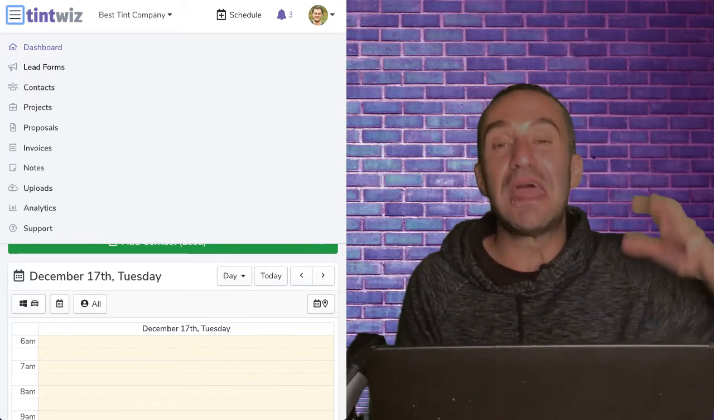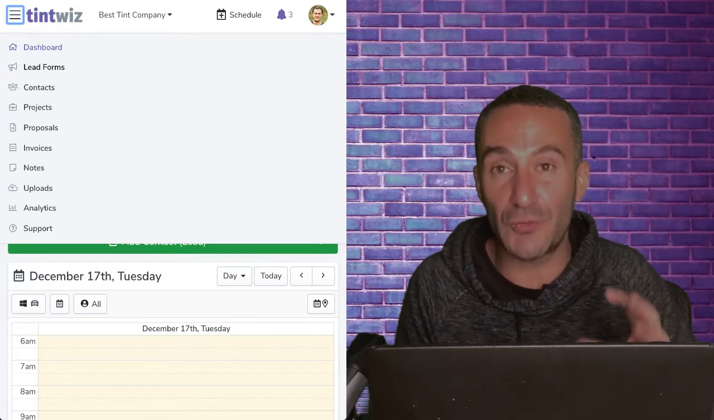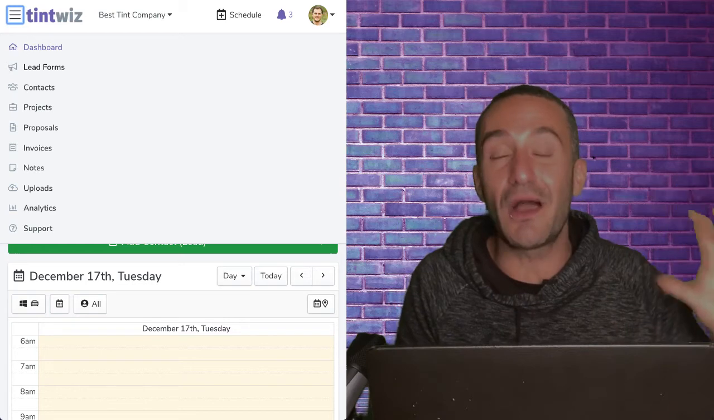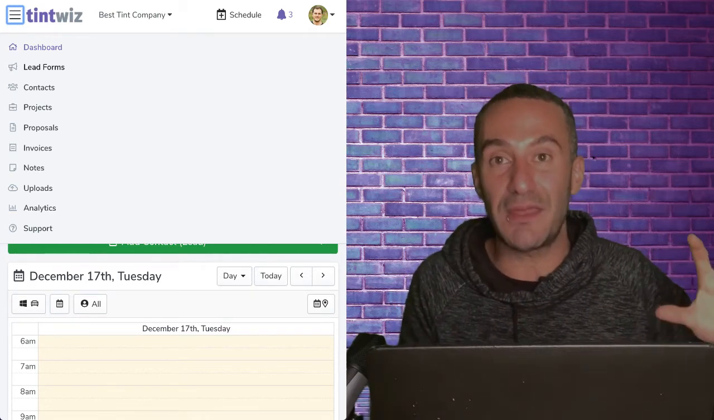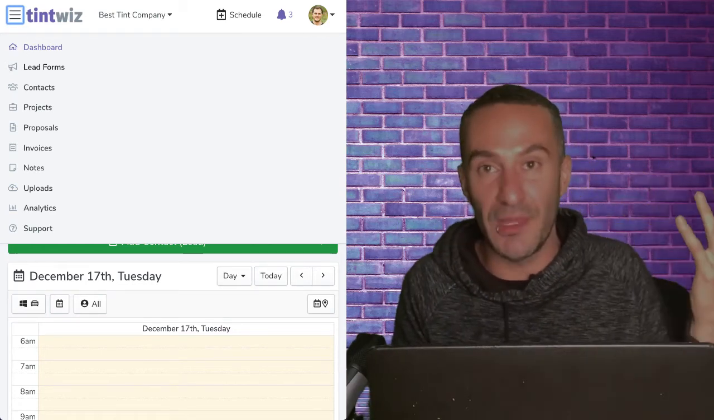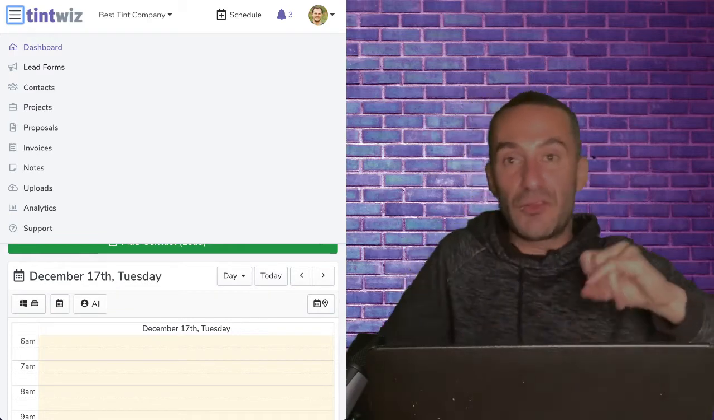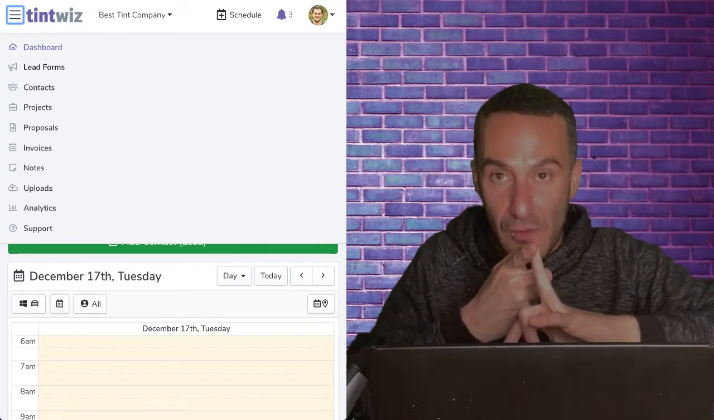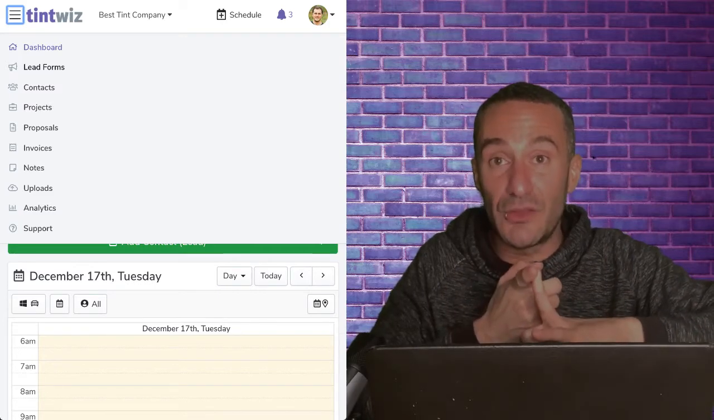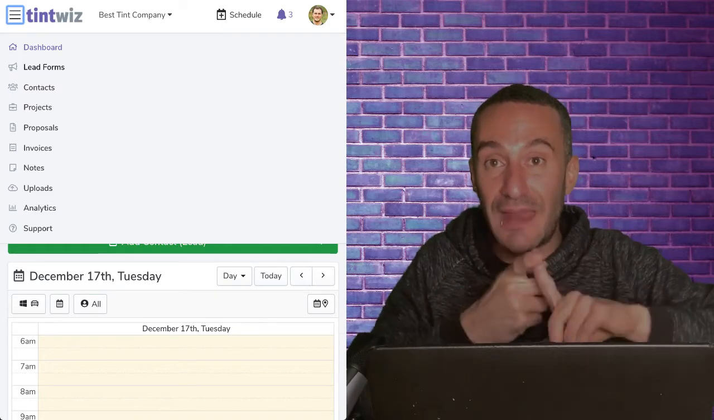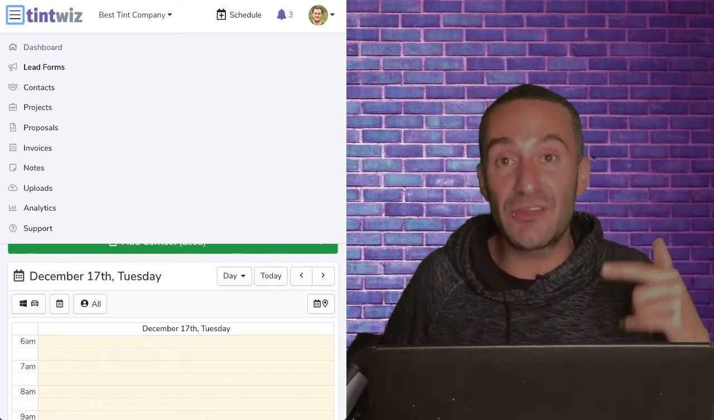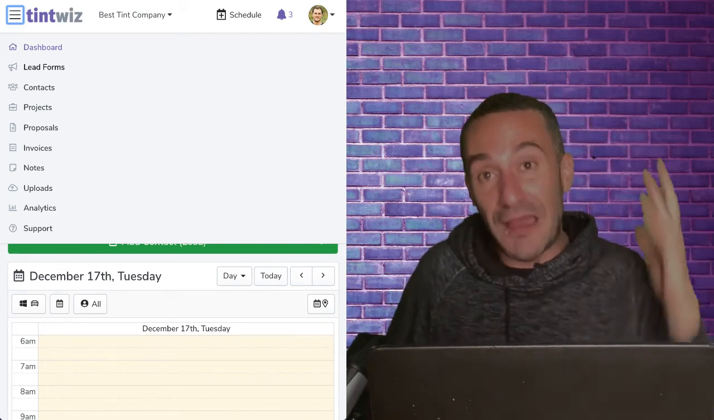Instead of using a regular old contact form on your website, this is a contact form that replaces the archaic contact forms that are nothing but spam nets that gather spam and go to your email. This is a contact form that is going to message you in-app. You're going to get an app notification. The client's information goes straight into Tint Wiz. You get an email letting you know, you get that app notification, and you don't get spam. It doesn't have a CAPTCHA code. It's the easiest, most customizable form you're going to find on the internet.